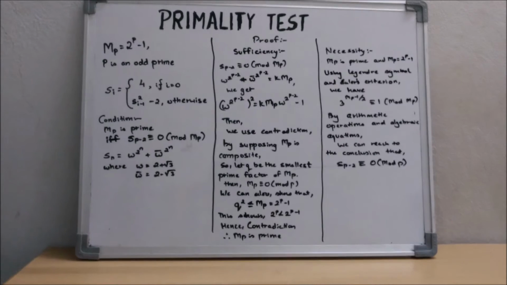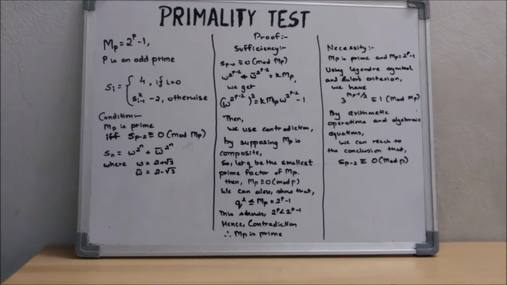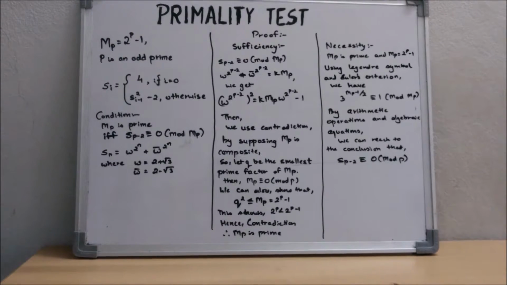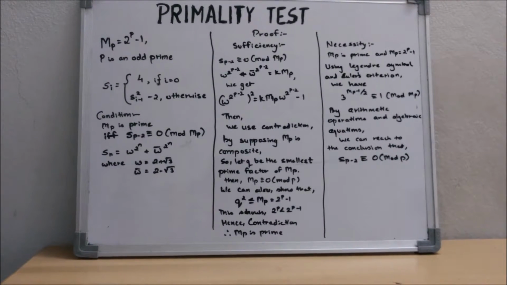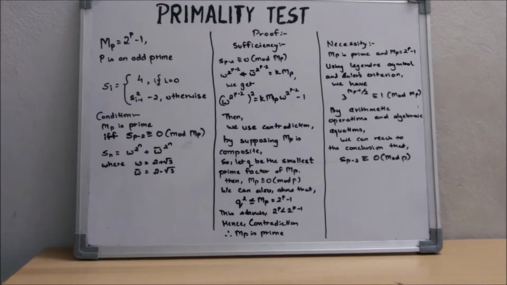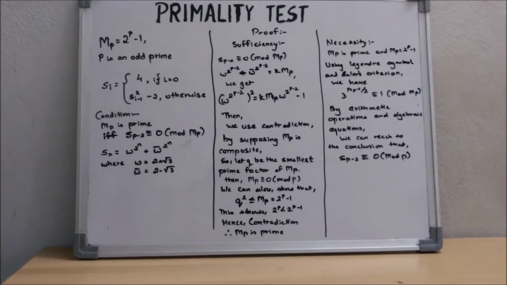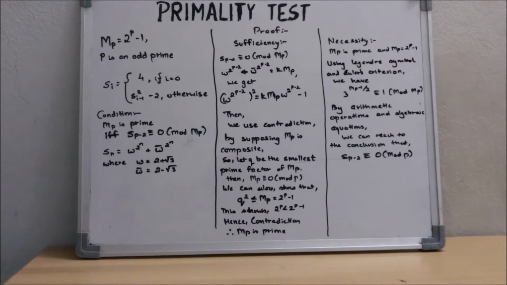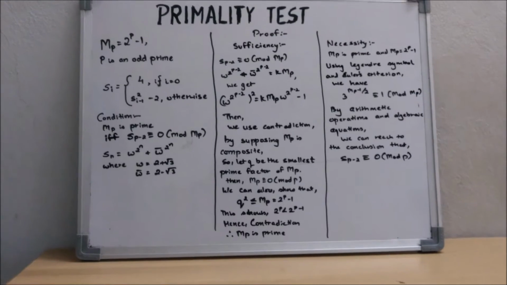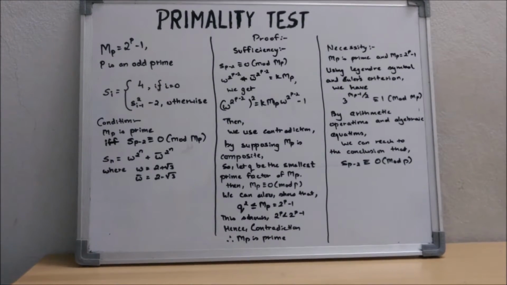Now we consider the sequence Si equals 4 if i equals 0, and S(i minus 1) squared minus 2 equals Si otherwise. Now the condition: MP is prime if and only if S(p minus 2) equals 0 mod MP. Now we'll go to the proof. Sn equals omega to the power 2 to the n plus omega bar to the power 2 to the n, where omega equals 2 plus root 3 and omega bar equals 2 minus root 3.